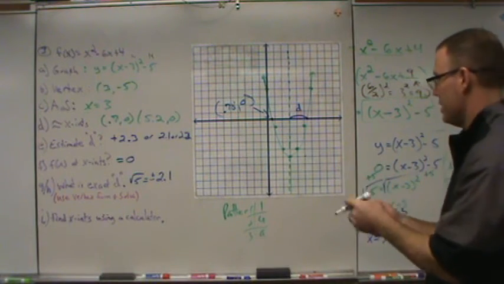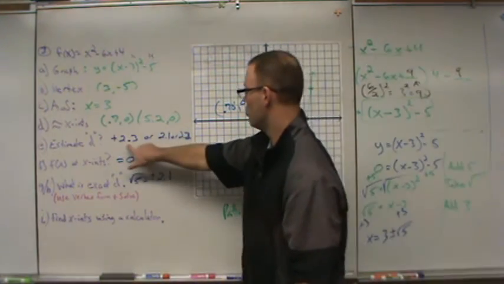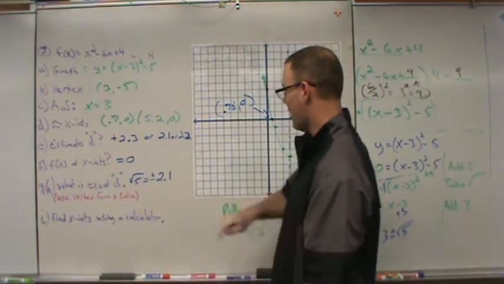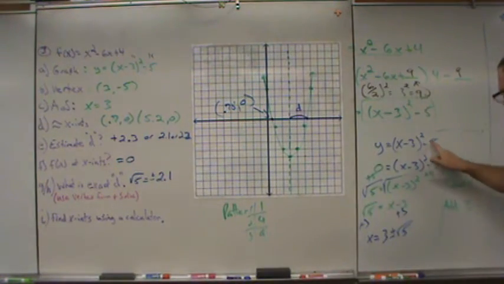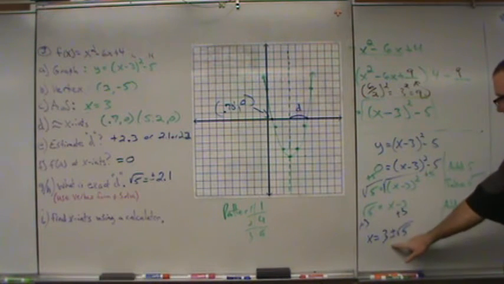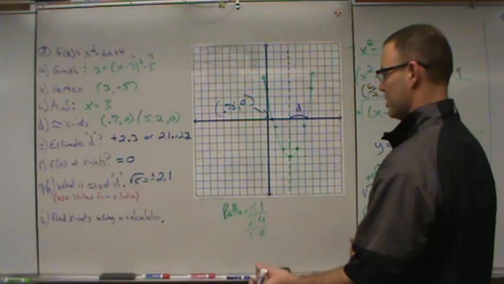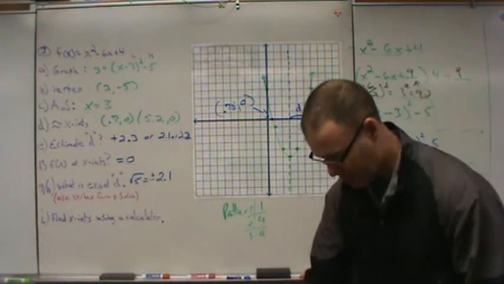That's what D is. Remember, we estimated it at 2.3 or 2.1 or 2.2, somewhere around in there. The exact value of it is 2.1. We found that by solving for x, and we used vertex form. So now it wants us to find the x-intercepts using a calculator.